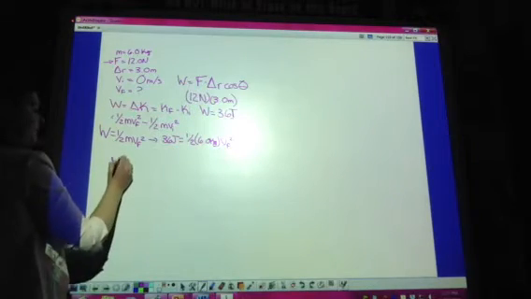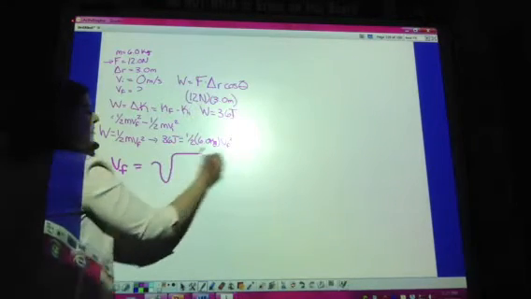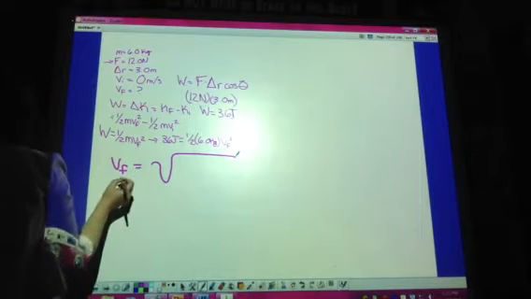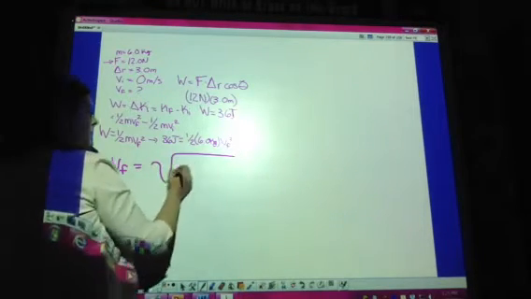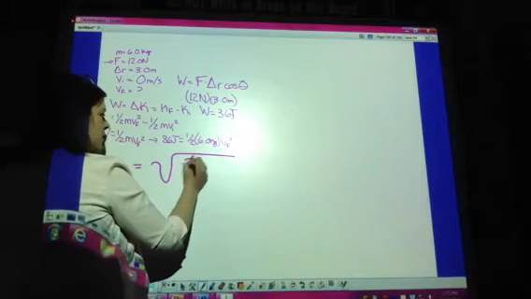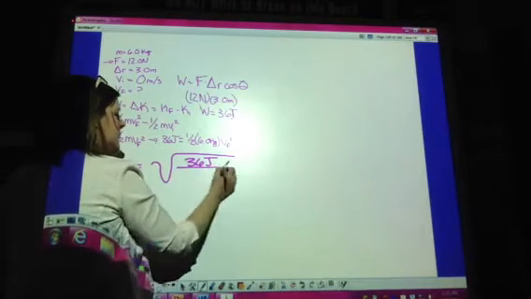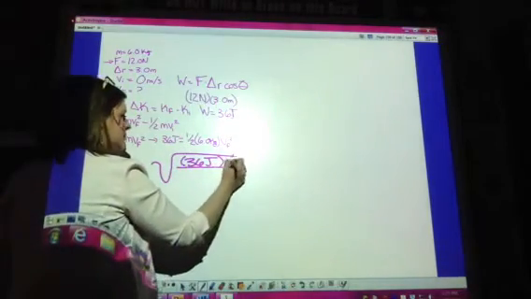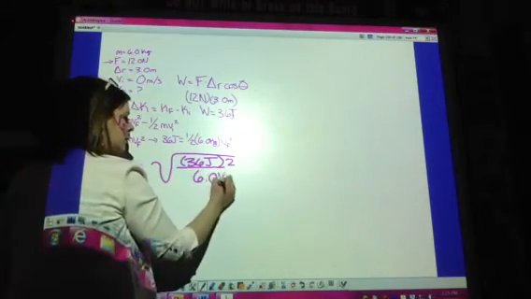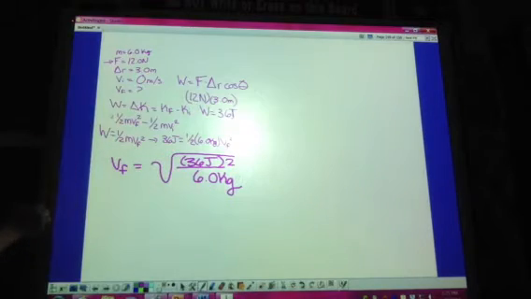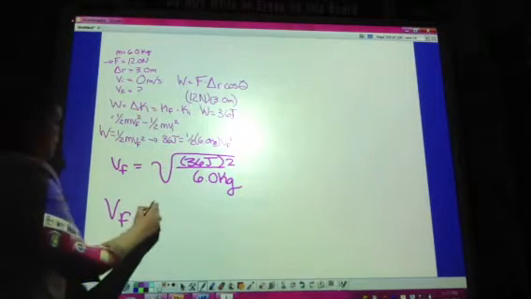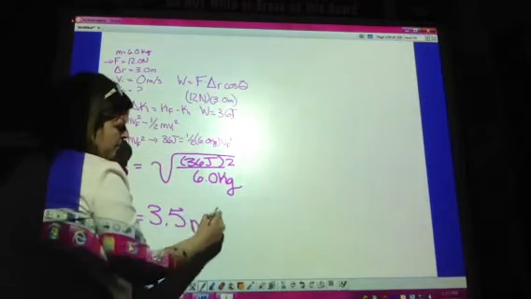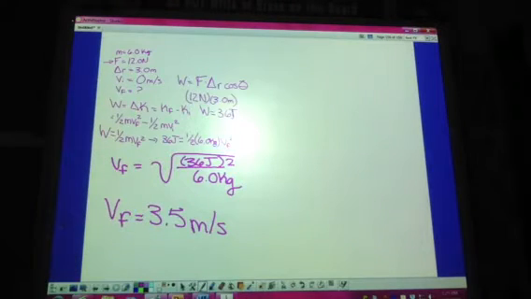Okay, so if I want Vf, I'm going to take the square root of 6 joules, and actually that times 2 over 6 kilograms. So if I do that, we should get a final speed of 3.5 meters per second.